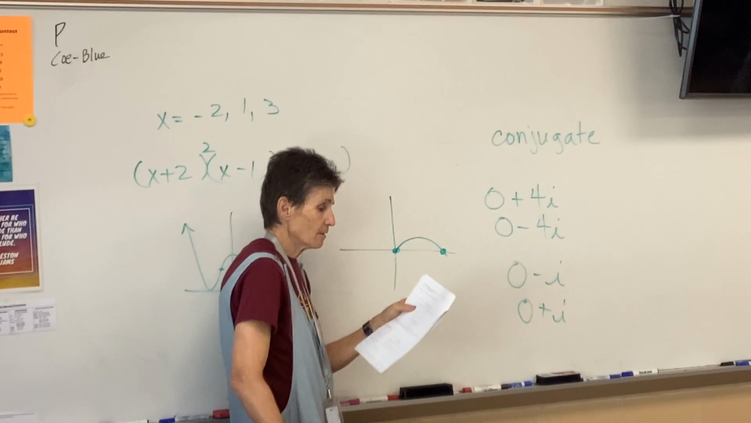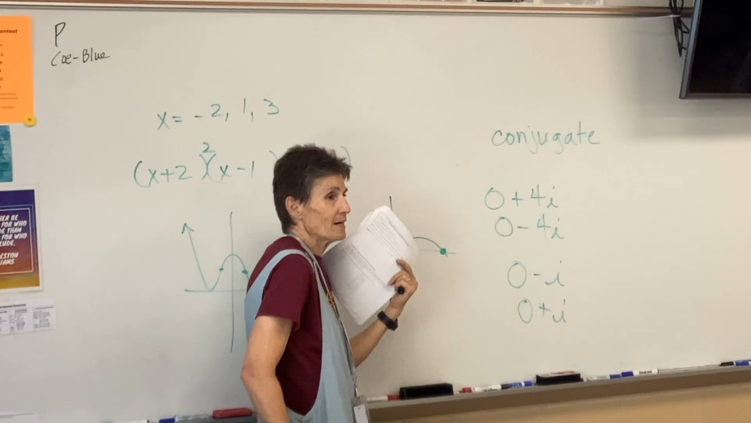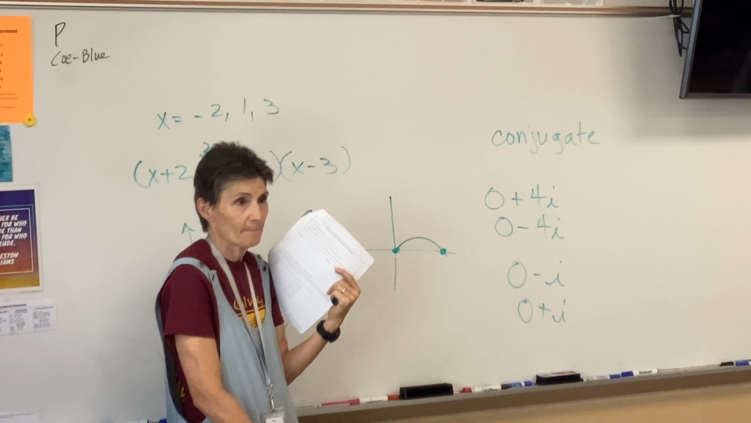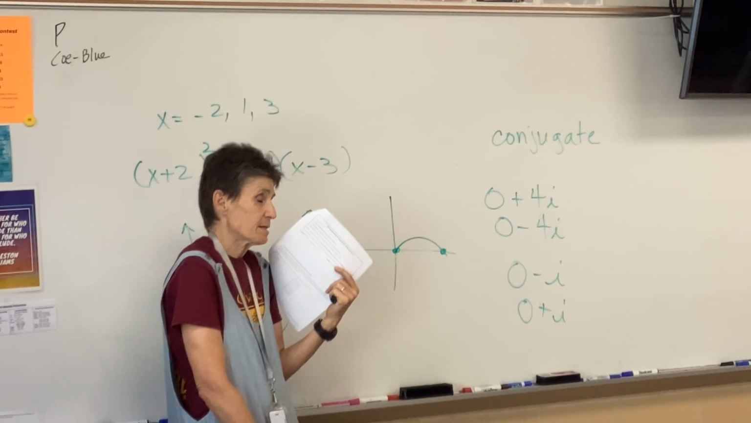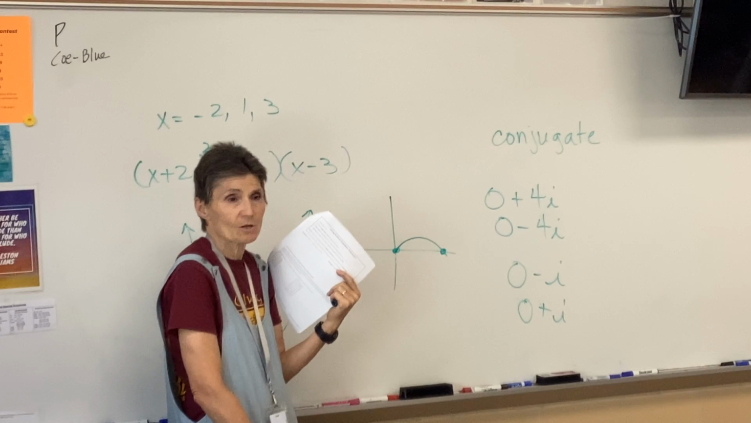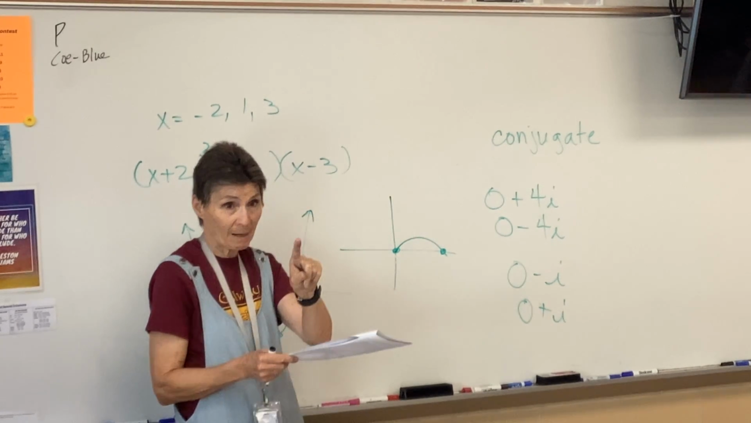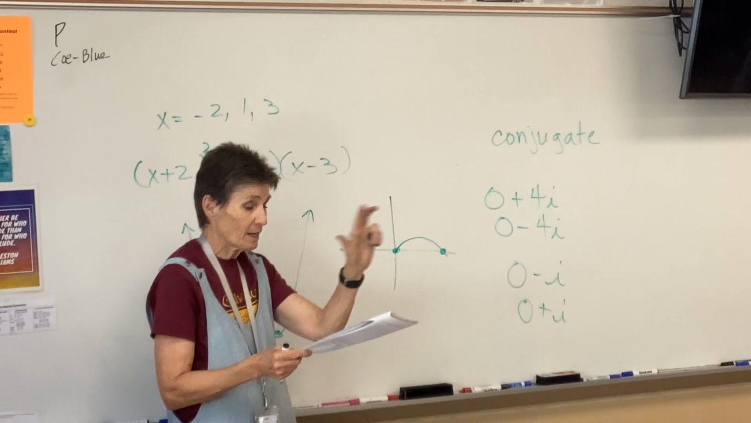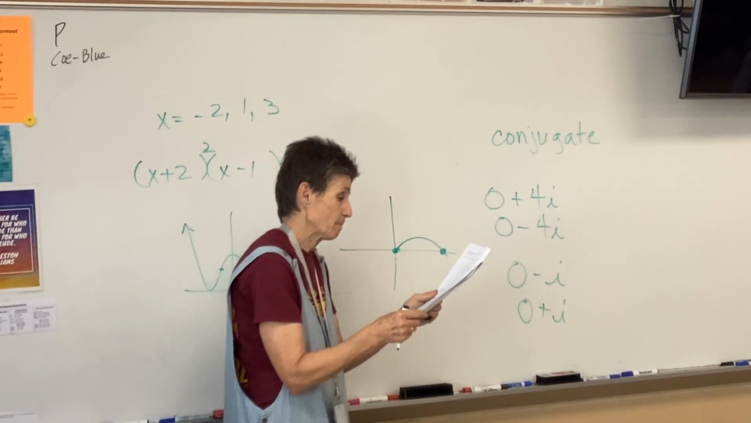In the box there, kind of a big idea. If you have an x cubed polynomial, there's going to be 3 roots. If you have an x to the 5th, you're going to have 5 roots, and so on and so on. Now, some of them might be multiplicities. Some of them might be repeated, but you're going to have a total of that many.